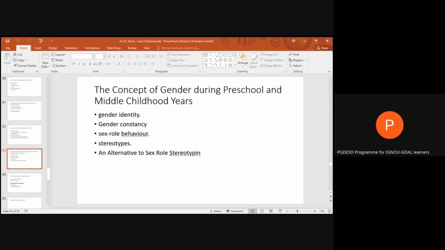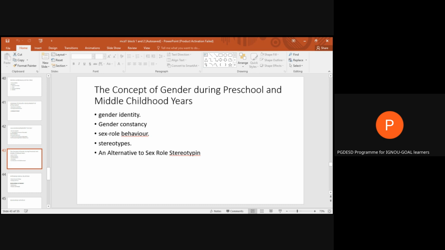Gender constancy. Developing the concept of gender is the realization that one stays the same gender. This is called gender constancy, and it is achieved around 4 or 5 years of age. Preschoolers realize that they stay the same gender before they realize that this is true for others as well.